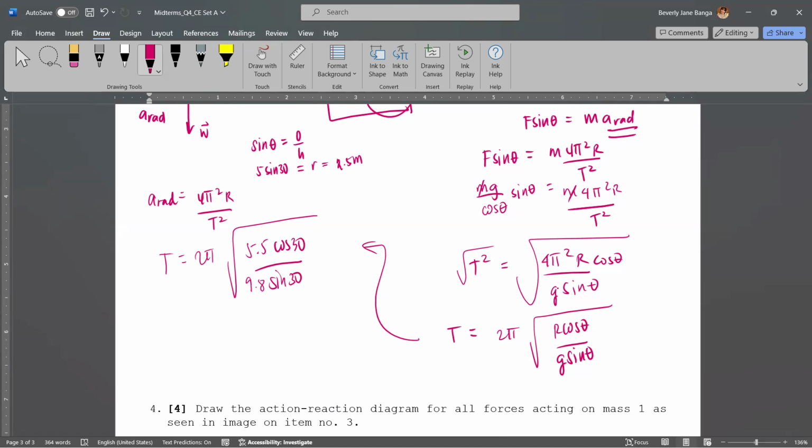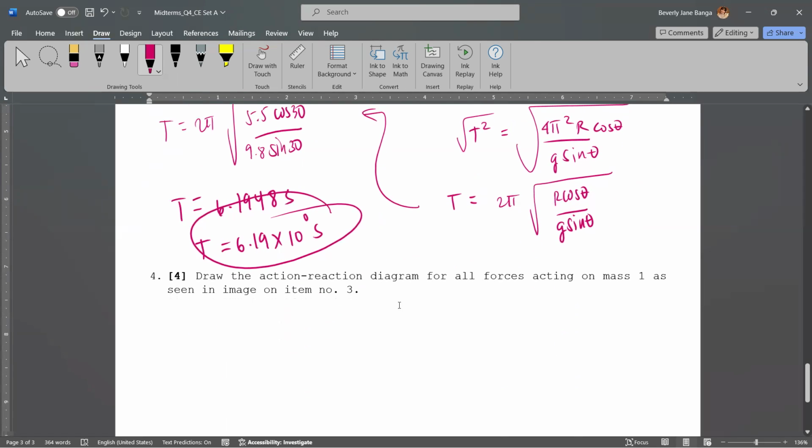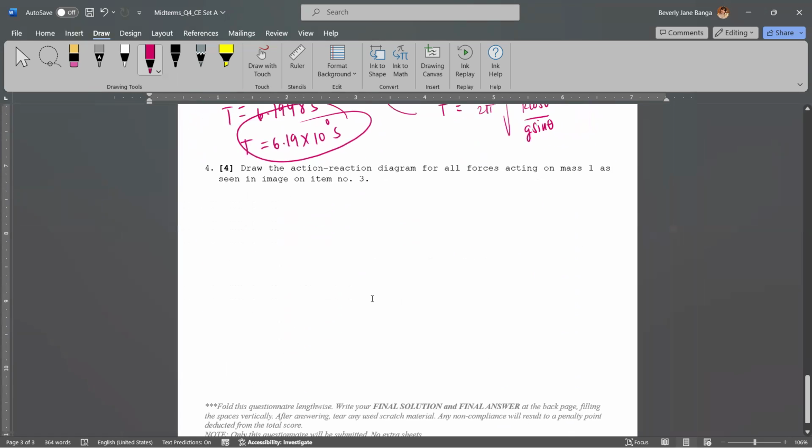Imagine, 19 seconds to go around? Not true. Not possible, for such a small radius. So, T now is equal to 6.1948. Okay, 1948 seconds. So the period therefore is 6.19 times 10 raised to 0 seconds. And that's it. Okay? As for the action-reaction diagram, I haven't answered it, class.